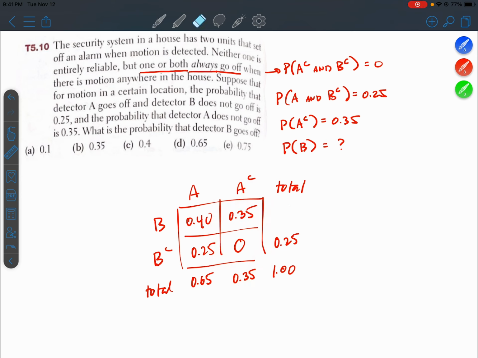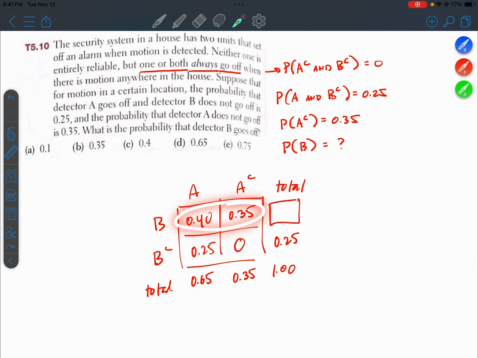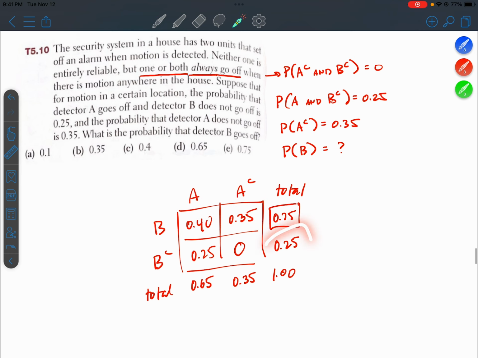And now we can finally figure out this value here by adding up the first row. You could have also done some subtraction with the very last column. Okay, so the probability that alarm B goes off overall is 75%. So choice E.